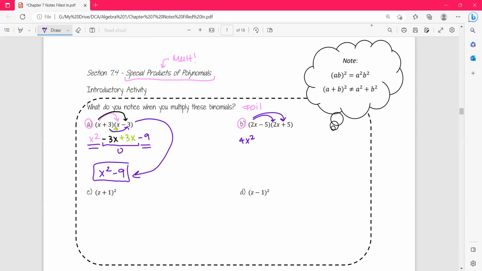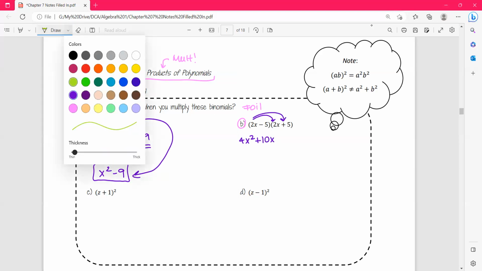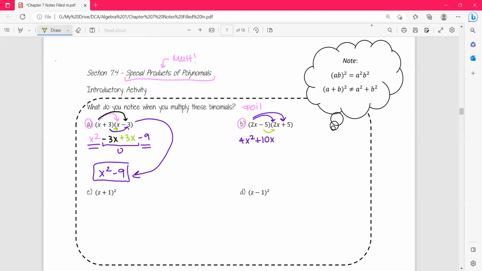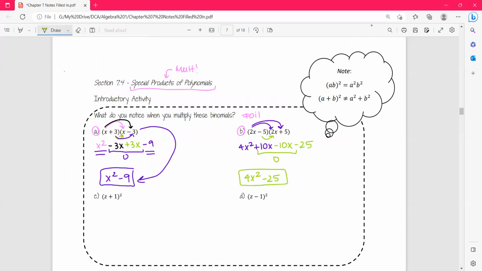I'm going to distribute here. Almost identical binomials, so that means something special is going to happen here. Again, notice 10x minus 10x, well, that's going to be 0. All I'm left with is 4x squared minus 25. And there's a connection here between my original and my final answer. And it's very noticeable in A.